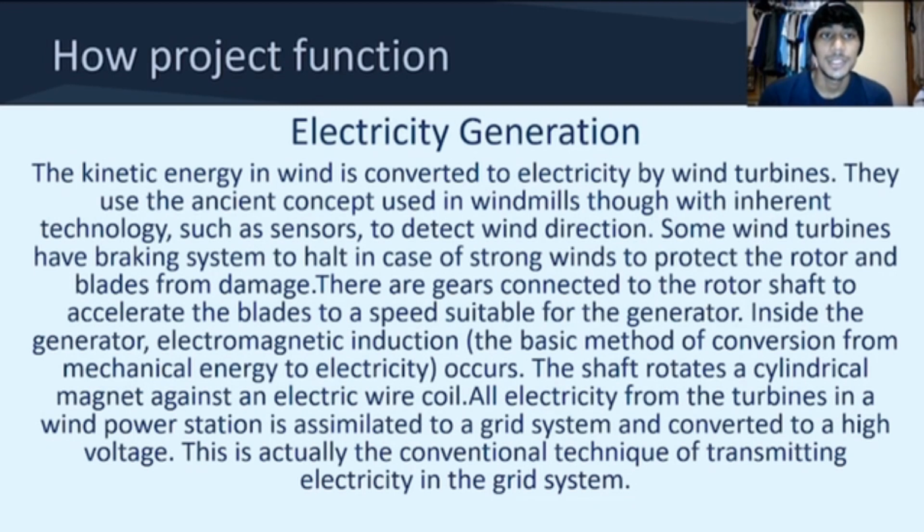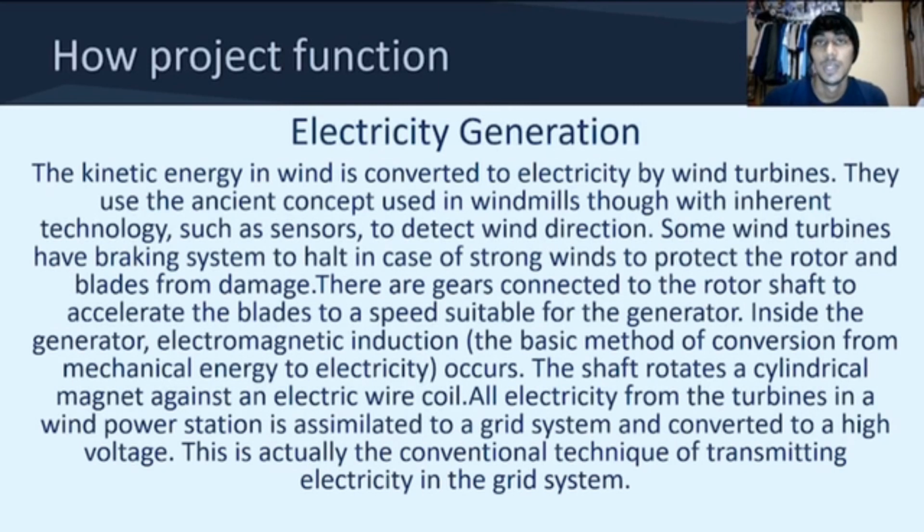The kinetic energy in wind is converted to electricity by wind turbines. They have used the ancient concept used in windmills with inherent technology such as sensors to detect wind direction. Some wind turbines have a braking system to halt in case of strong winds to protect the rotor and blades from damage. There are gears connected to the rotor shaft to accelerate the blades to a speed suitable for the generator.